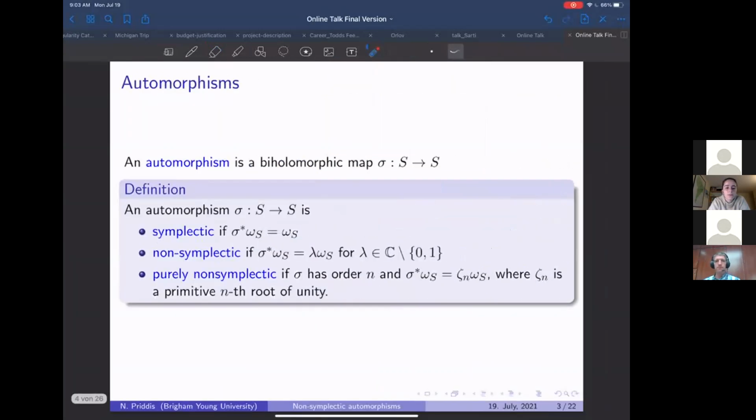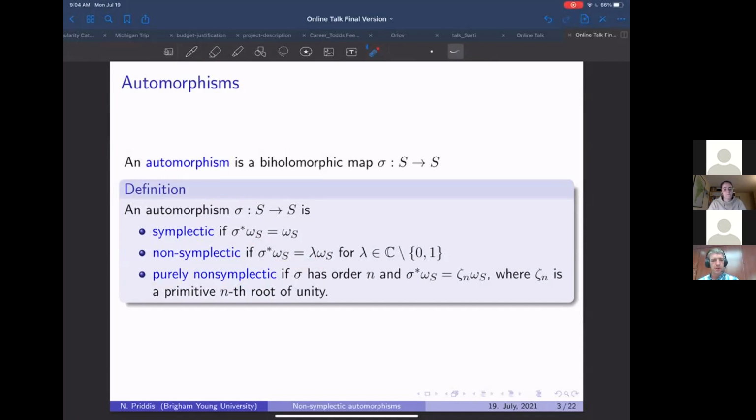The second thing, an automorphism. So an automorphism of a K3 surface should just be a biholomorphic map from S to itself. But we're in particular interested in a certain kind of these. We say it's symplectic if the induced map on the 2-form is trivial, and therefore it's non-symplectic otherwise. Right? So it's going to act on this 2-form by some non-zero and, well, not the identity, some complex number. Mostly we're interested in this last one, which is purely non-symplectic.